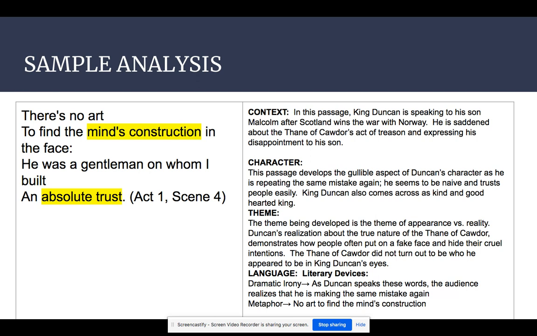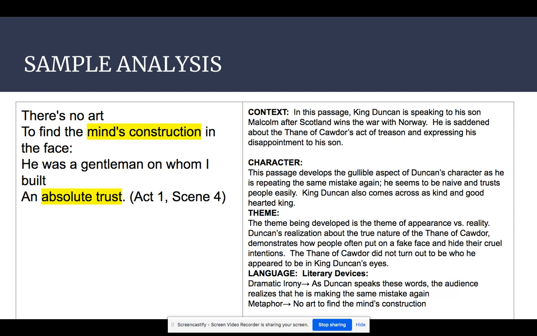It shows us the gullible aspect of his character, basically because he's repeating the same mistake again. He seems to be very naive and he trusts people easily. And he also comes across as a very kind and good hearted king. He's not very hot blooded or tyrant like. He's very gentle in how he speaks, as you can get from this passage.